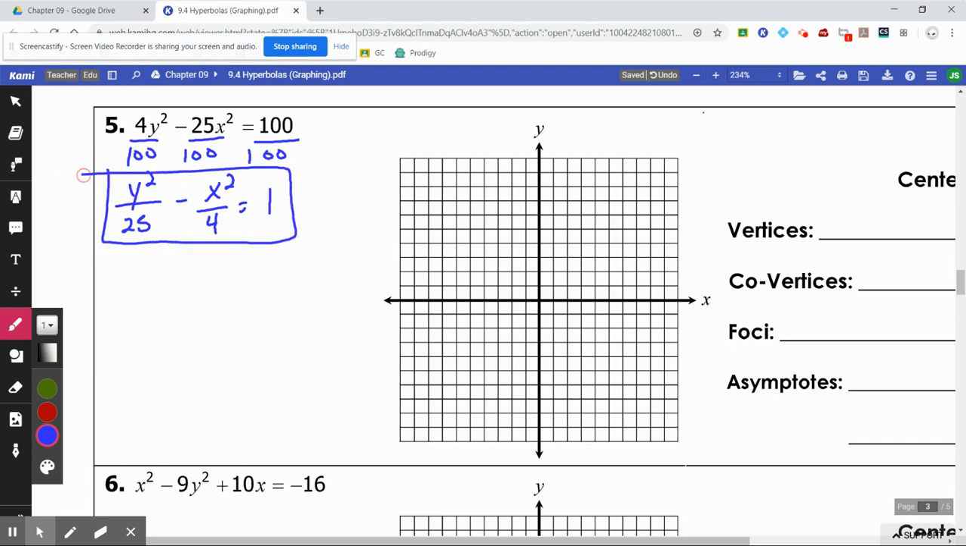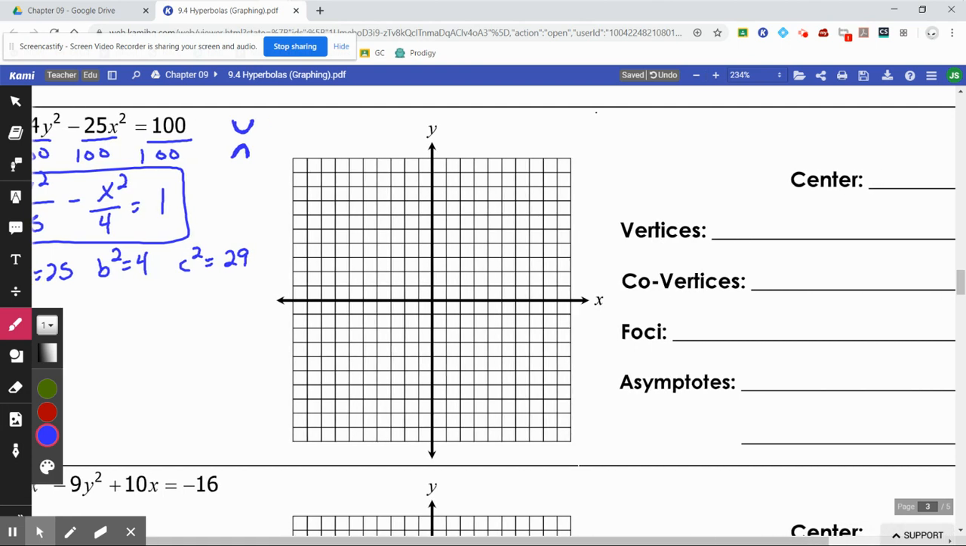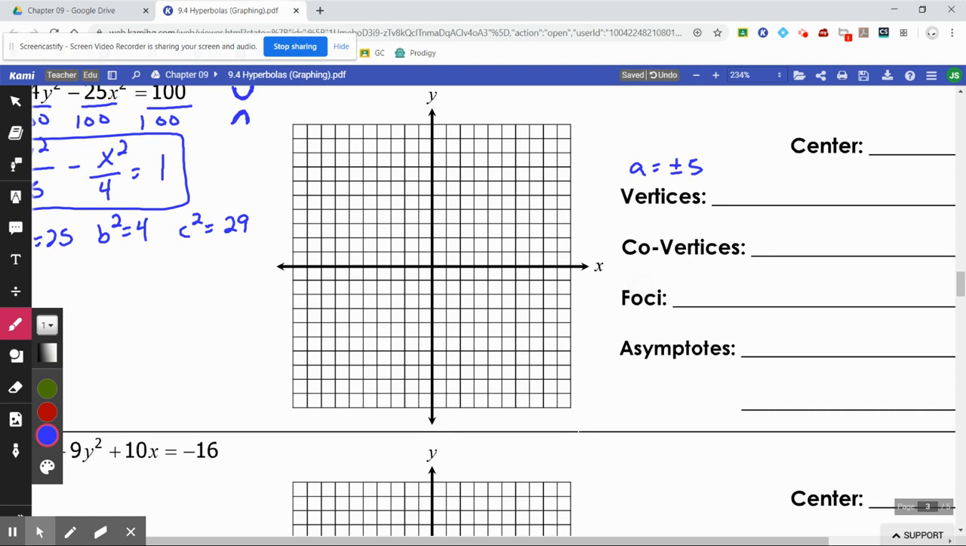So there is your actual hyperbola. In standard form, it will be a vertical because of the y stuff being listed first. Your a squared value is 25. Your b squared value is 4. Your c squared value, since a squared plus b squared is c squared, is 29, which means you have a vertex at plus and minus 5 from the center, a co-vertex at plus and minus 2, and then a foci at plus and minus 5.39.